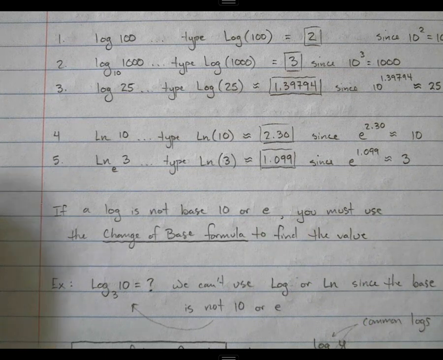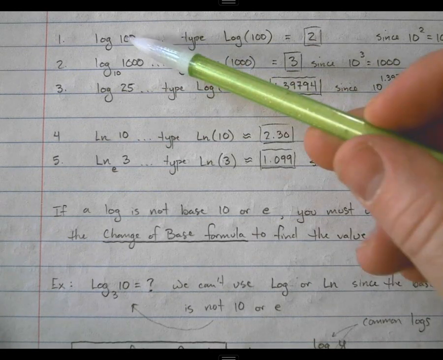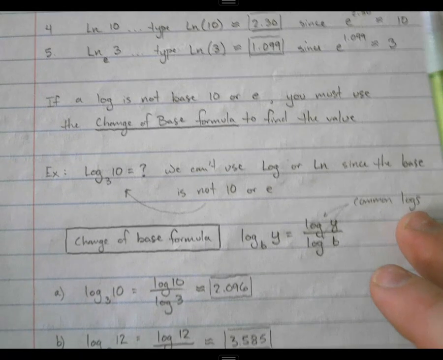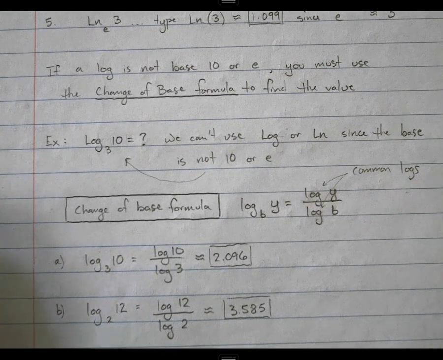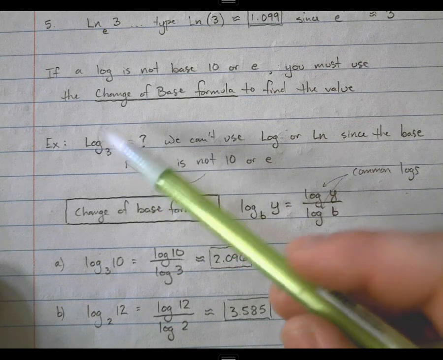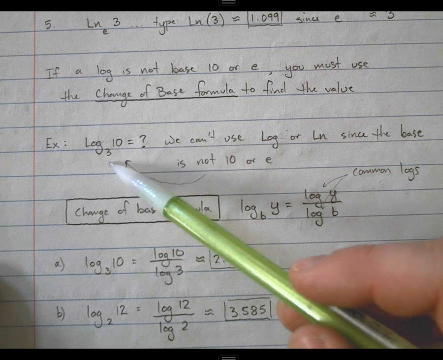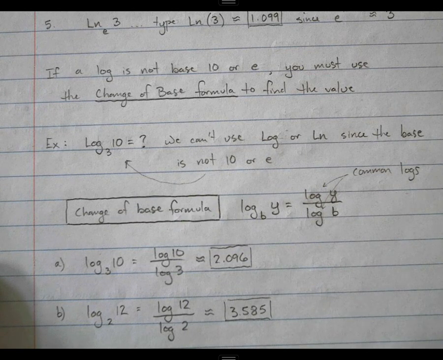But what do we do if the base isn't 10 or e? Because any scientific calculator will deal fine with typing in log or natural log. But if you don't have base 10 or base e, you're going to use what's called the change of base formula. So take an example. I want to evaluate or find the value of log base 3 of 10. Or in other words, 3 to what power is 10? Well, I know it's going to be a little bit bigger than 2 because 3 squared would be 9.